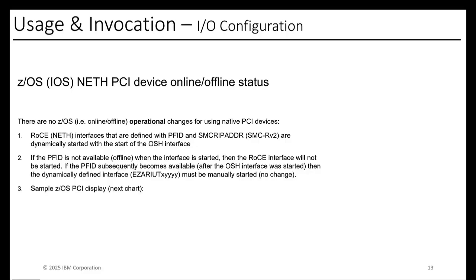If the PFID is not available, offline for example, when the interface is started, then the RoCE interface will not be started. If the PFID subsequently becomes available after you started your OSA interface, then the dynamically defined interface must be manually started. So you have to use this naming convention and start your RoCE interface manually. And again, that naming convention is described in several places. So there, again, there's a sample in the appendix of this as well.